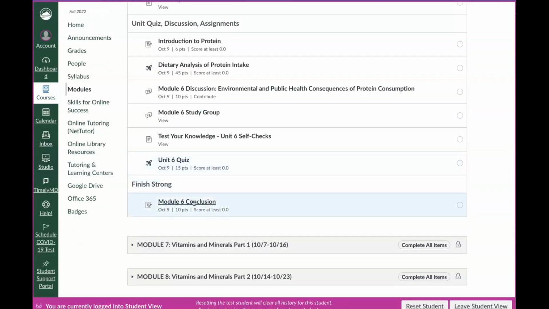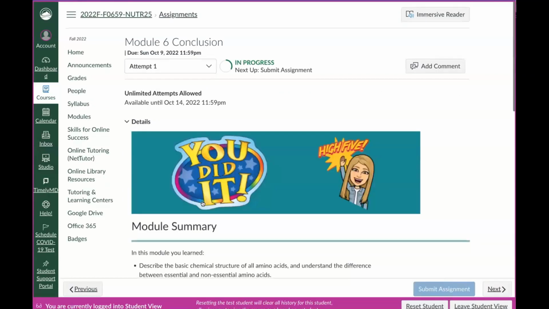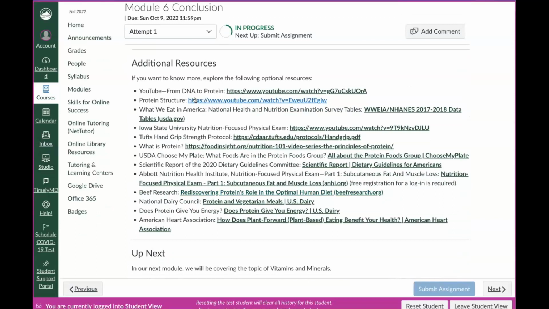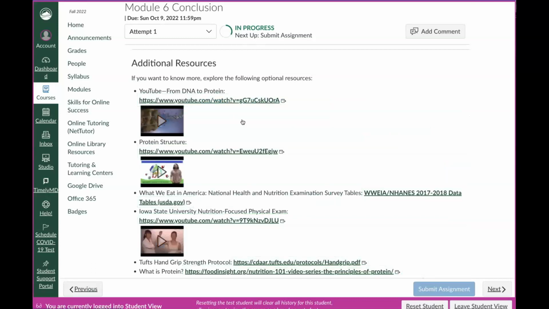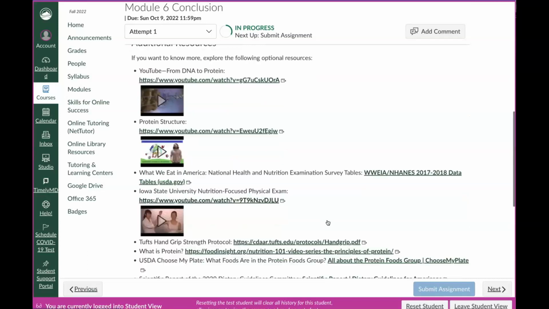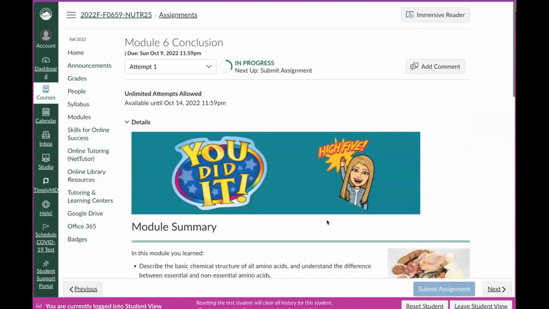Then there's the quiz and the module conclusion. The other thing I wanted to point out at the module conclusion: if you want additional information regarding any of the topics that we go over each week, I have a bunch of extra YouTube material in here. Some of it's pretty in depth, but it's optional so that you don't have to go to it. You can take a look at some of these if you're curious about more information about protein. I'm not making you watch it, but it is there for you.